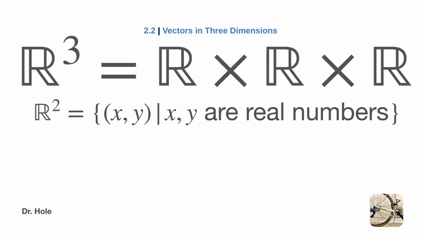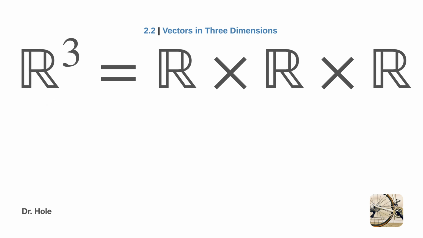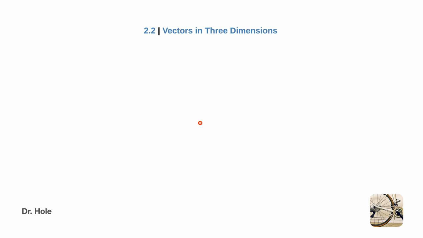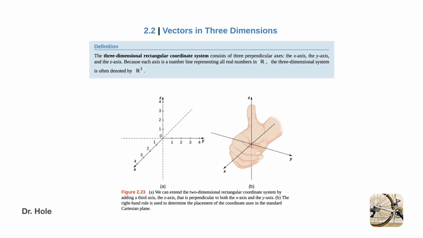Well, that makes it pretty easy to come up with a definition for R3, R cross R cross R, that R3 is going to be the set of all ordered triples, where each coordinate x, y, and z is a real number. Okay, so now we're set up to understand R3, and again we want to tackle this idea of the right-hand rule.